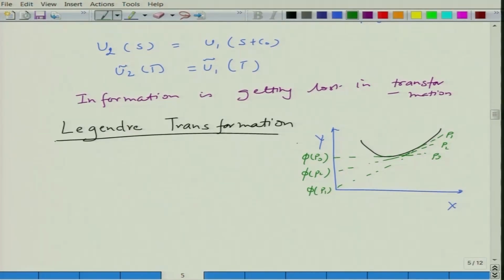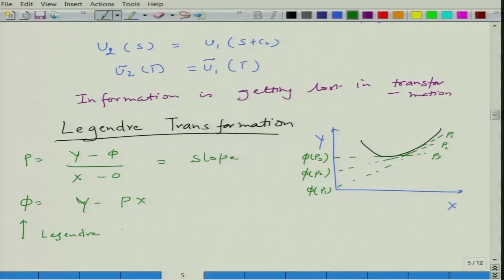Okay. So, this is a kind of a slope. If you consider a generic definition of slope here, p would be something like this: y at that point minus the corresponding intercept, divided by the corresponding x minus 0. So, this would be the definition of slope. Okay. In other words, I can define phi as y minus p of x, all right. So, now this function phi is what we call the Legendre transformation, or transform, of y.